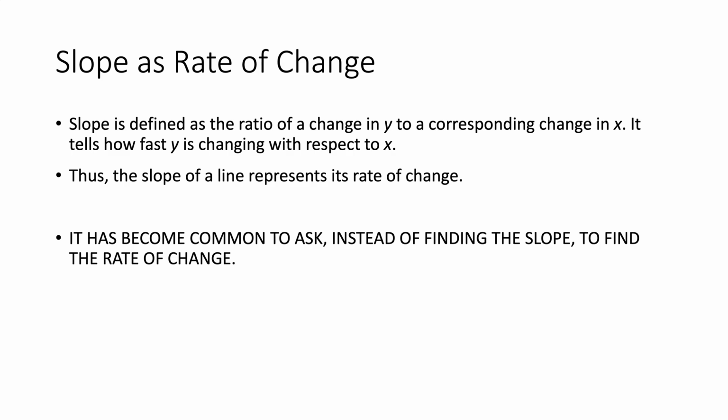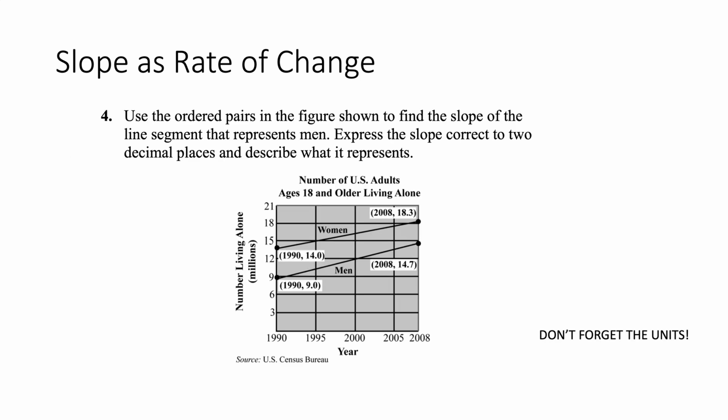It has become common on tests nowadays to ask, instead of find the slope, which is what everybody asked for many decades, if not centuries, they now ask to find the rate of change. Now, how might they typically do it? They might typically do it as it is in this question. A little real-life application. Use the ordered pairs in the figure shown to find the slope of the line segment that represents men. Express the slope correct to 2 decimal places. Of course, we can convert slope to a decimal. We don't usually, but we can. And describe what it represents.